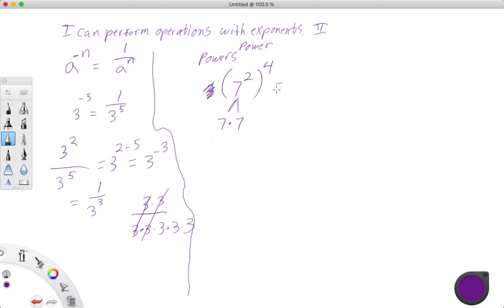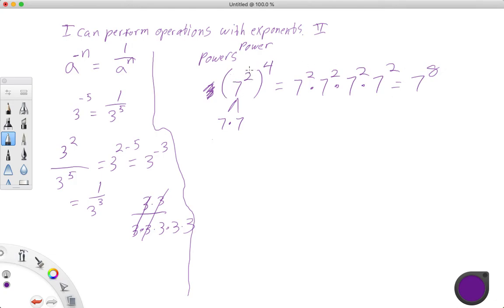So this would be the same thing as 7 squared times 7 squared times 7 squared times 7 squared, right? And we also remember that our rules of multiplication show us that if we're multiplying, we just add our exponents. So this would be 2, 4, 6, 8, right? So that's 7 to the 8th. Well, there is a shortcut.